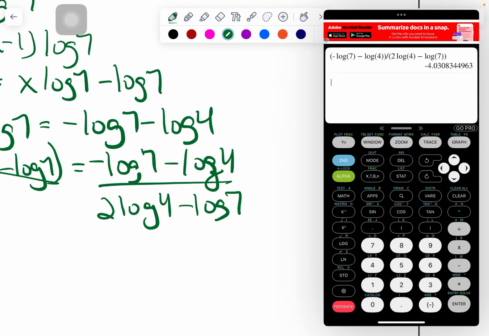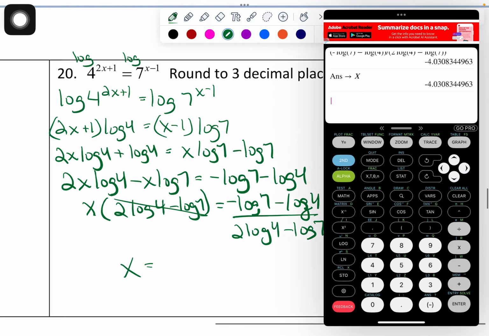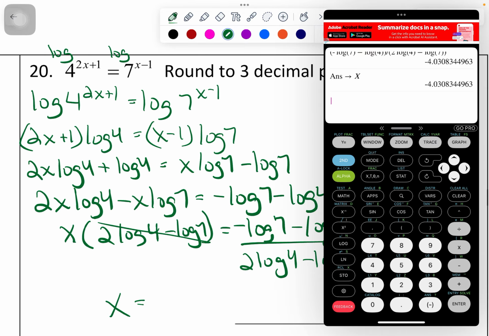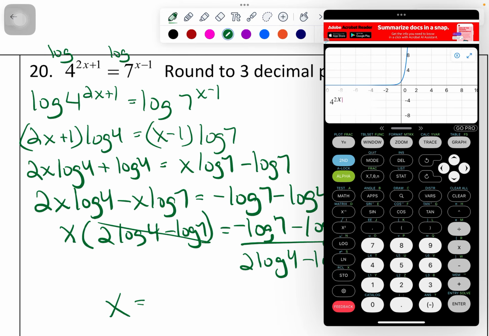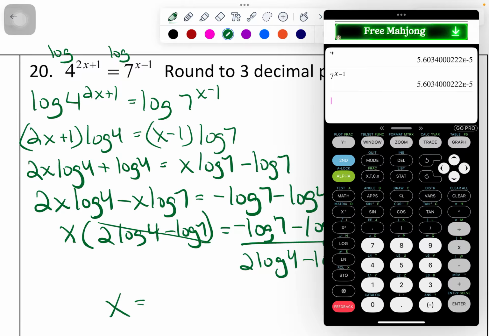So I'm going to go ahead and store it in x to test. So store x. And going back to the original problem here, I'm going to do 4 raised to the 2x plus 1. I'll get some decimal answer here, and I just want to see that I get the same decimal answer if I take 7 and raise it to the x minus 1. And the answer is I absolutely do.